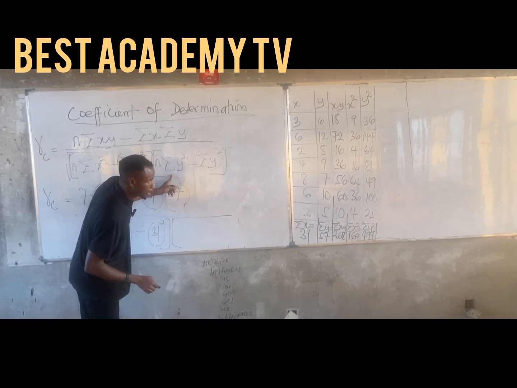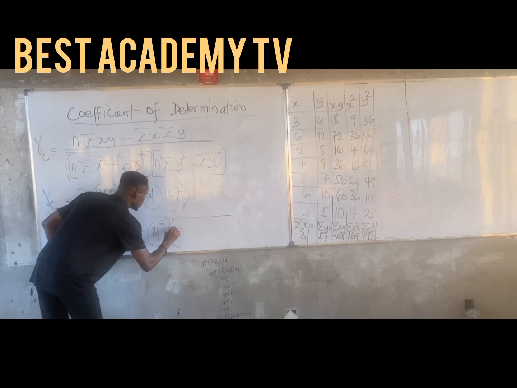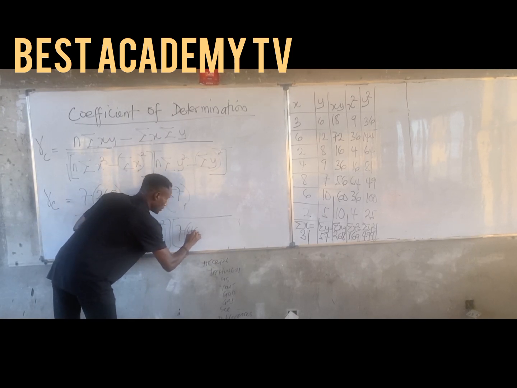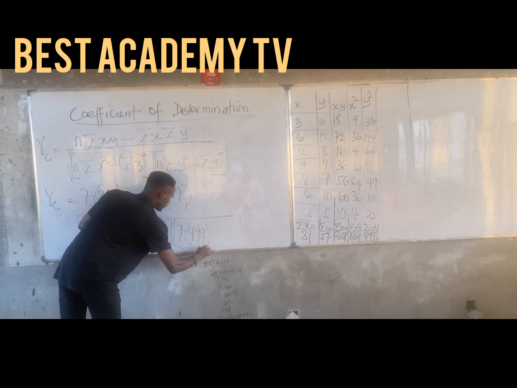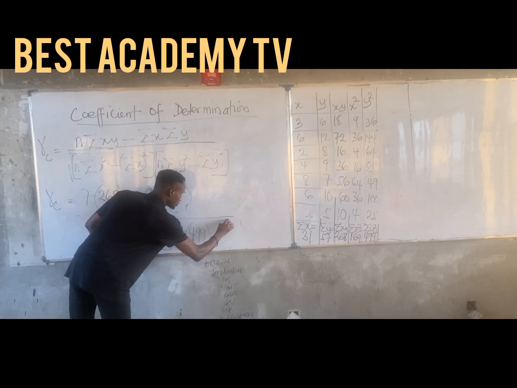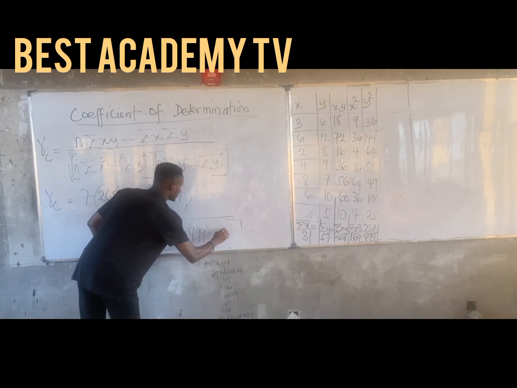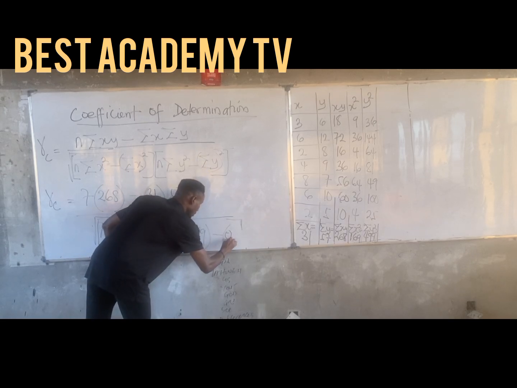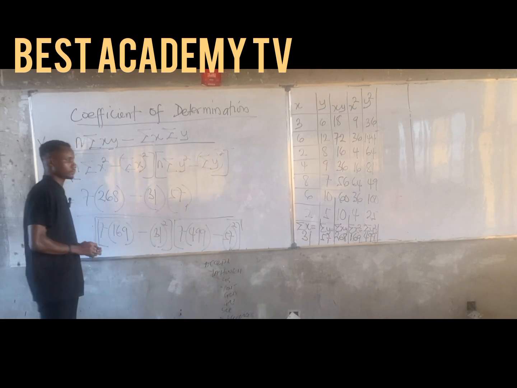Sum of y squared is what? This is 7 first into 499, minus, please take note of this. This is the sum of y, all squared, which is what, class? 59. Please take note, all squared. Okay, please you can write.